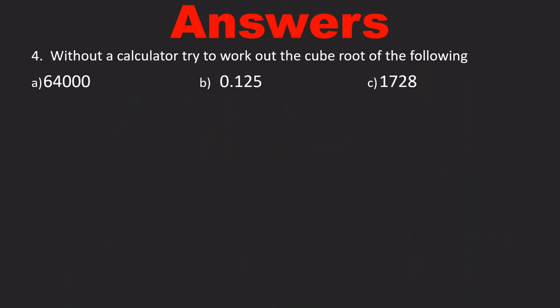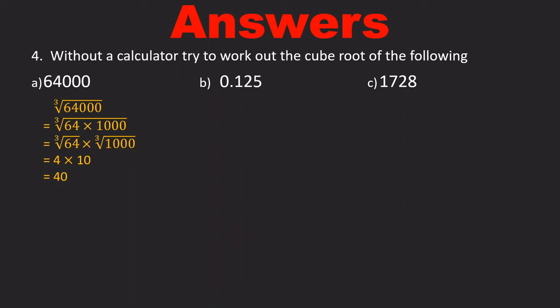Question 4, which was a bit more challenging, 64,000, I hope you thought of as 64 times 1,000. So the cube root of 64,000 is the same thing as the cube root of 64 times the cube root of 1,000. Cube root of 64, you should recognize by now, is 4, and the cube root of 1,000, of course, is 10. So 64,000 cube rooted would be 40.